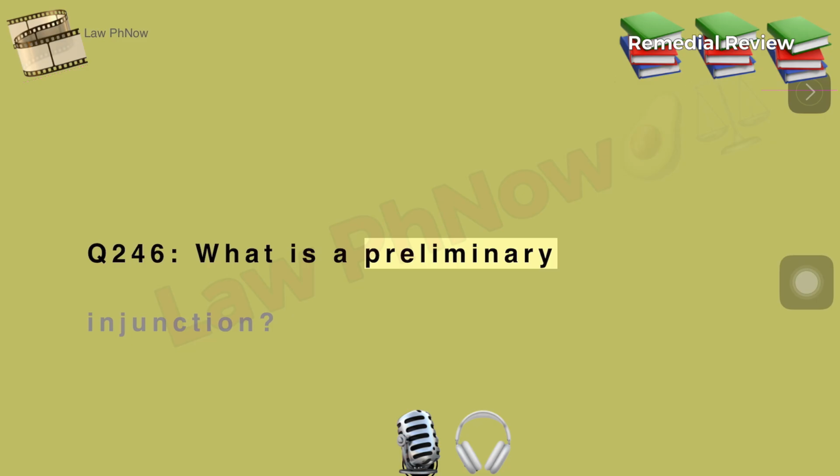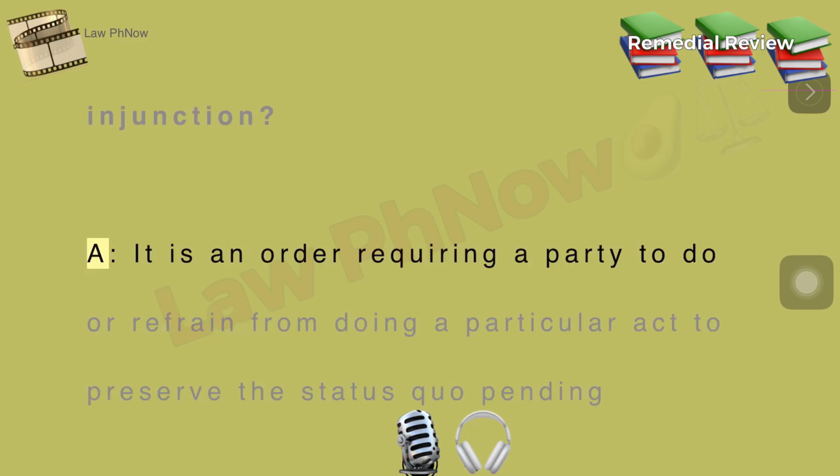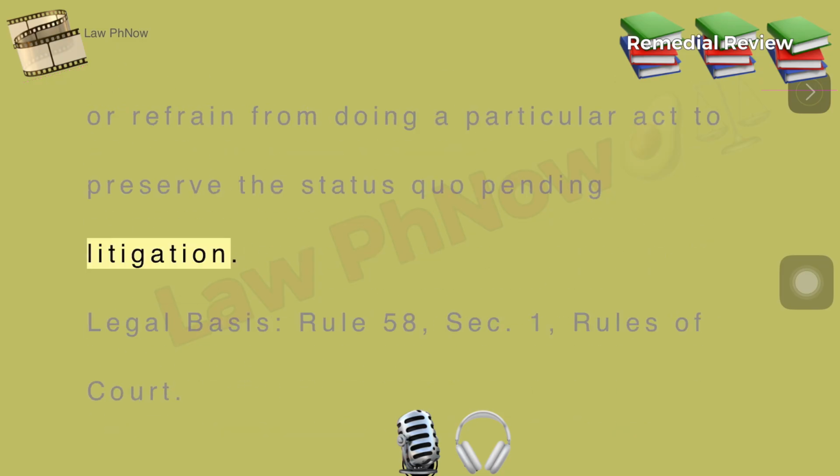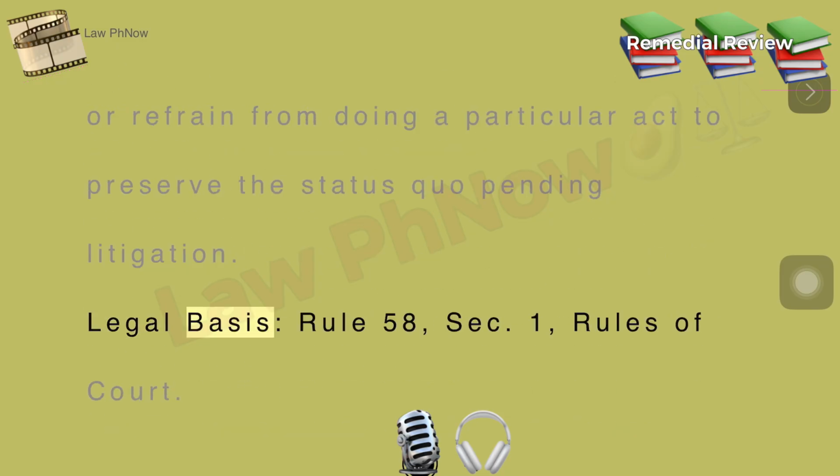Q246. What is a preliminary injunction? A. It is an order requiring a party to do or refrain from doing a particular act to preserve the status quo pending litigation. Legal basis: Rule 58, Section 1, Rules of Court.